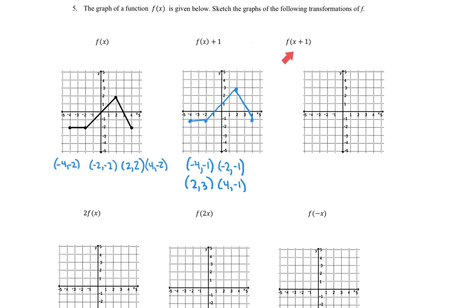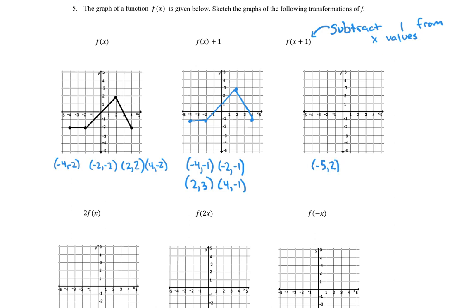We are asked to add 1. Now, let's remember, since it's inside that parenthesis, we need to take a side-to-side shift, but in the opposite direction. So this means we're going to subtract 1 from the x values. So once again, let's take a look at our key points. We had (-4, -2), but now we're going to subtract 1 from our x value. So we'll have (-5, -2).